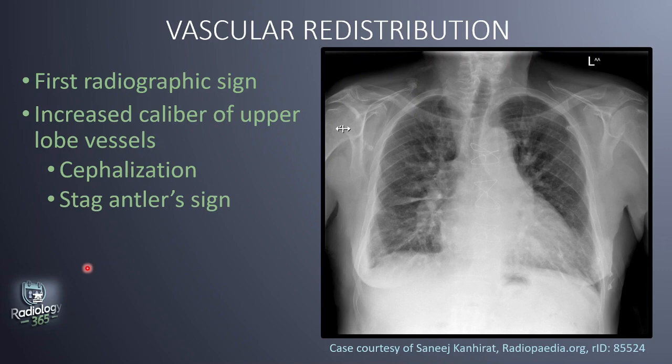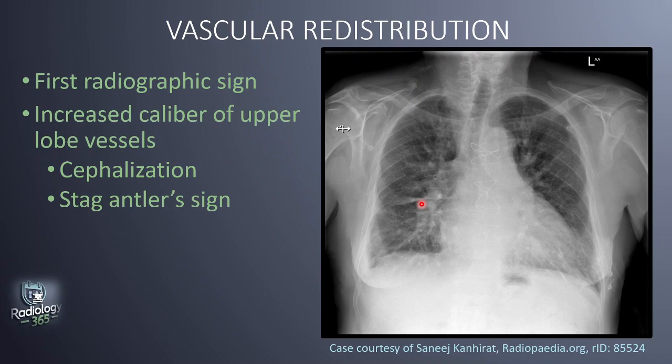This leads to what we call the stag antlers sign. So in this image, we see that the heart is enlarged. There is mild blunting of the right costophrenic angle. That suggests that there might be some pleural effusion here. Then we can also see that in the minor fissure here, there is some fluid extending into the minor fissure here. As you can see, it's thickened.